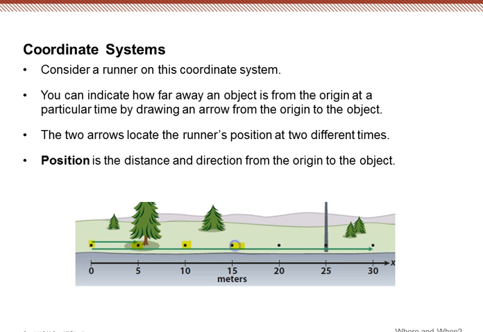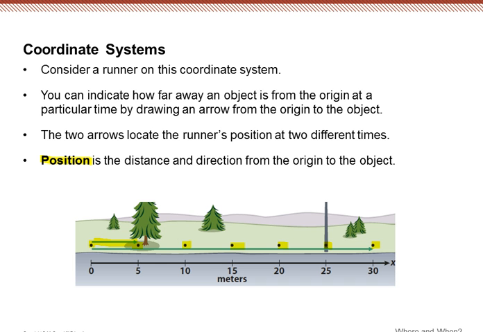So let's say this runner is represented by this series of dots. So we have a particle diagram here, and we can look at any time interval. From the first dot to the second dot, we can represent the distance that the runner covered by this green arrow right here. And the position that we talk about is the distance and the direction from the origin to the object. So that green arrow is the position.